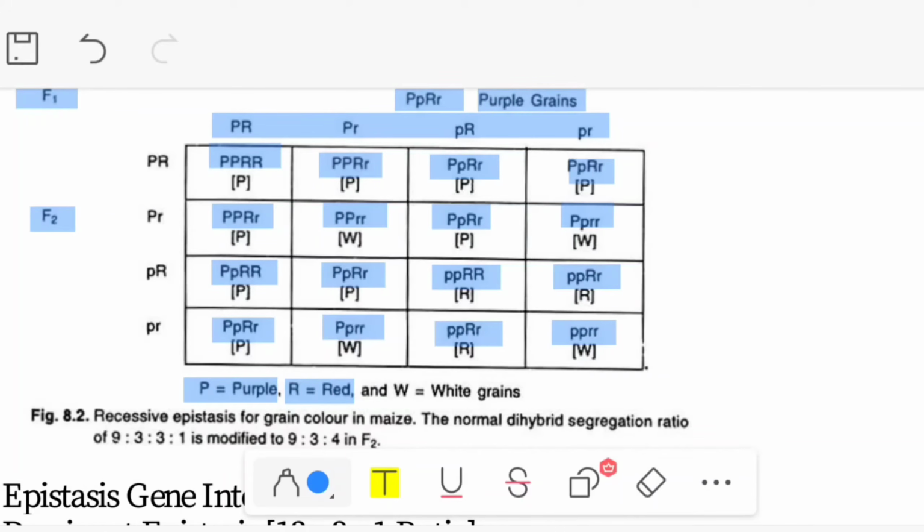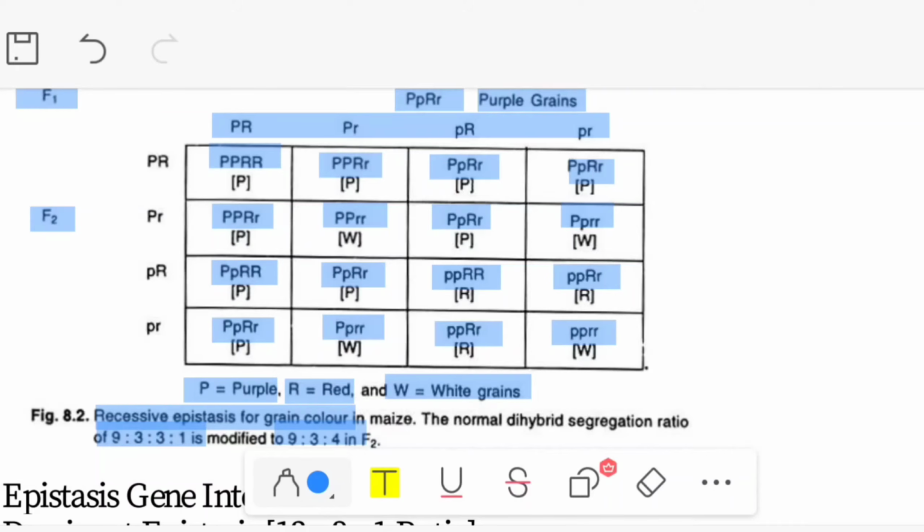This is what I call recessive epistasis in the maize grain color. The normal 9:3:3:1 has been modified into 9:3:4, which means the last 3:1 has been merged into each other, and now a new genotype is coming. Here you will have only 3 phenotypes: red, purple and white, which will be 9 purple, 3 red and 4 white grains.